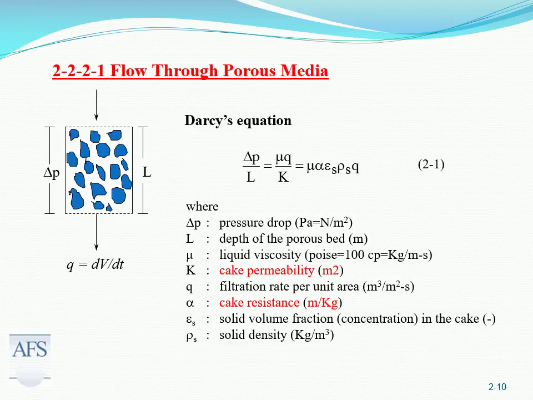Darcy's law is the basis for all flow through porous media. It is shown in equation 2-1. It states that the pressure drop over a filter cake is proportional to the liquid viscosity, the filtration flow rate Q, and inversely proportional to cake permeability, K. The equation can also be expressed with the resistance term, but the formula becomes a little more complicated. Both resistance and permeability are used in this field, but we will only use permeability for this course for simplicity.